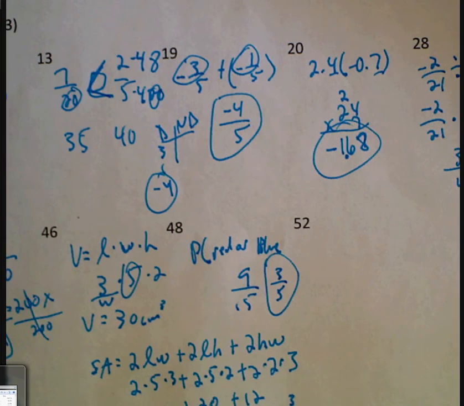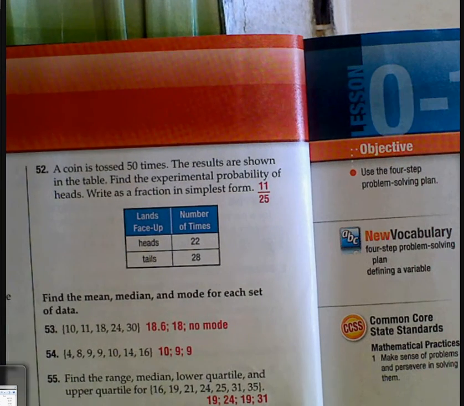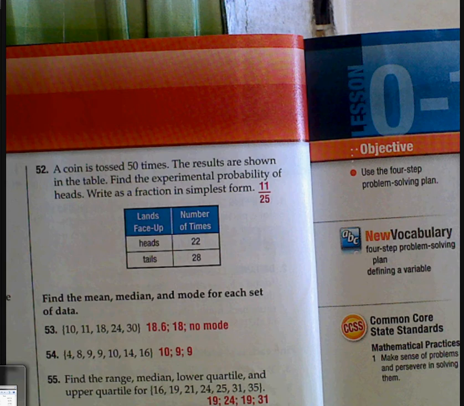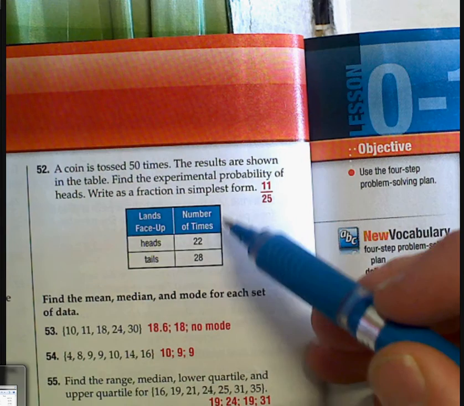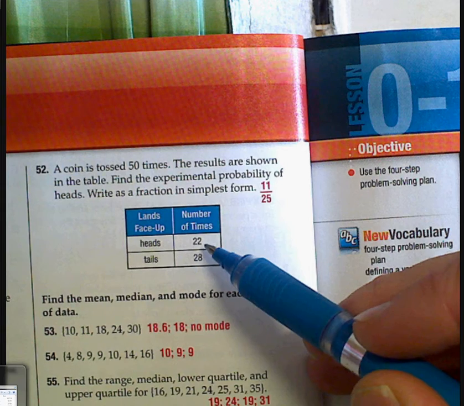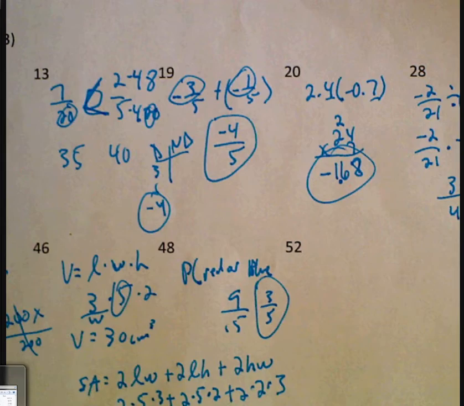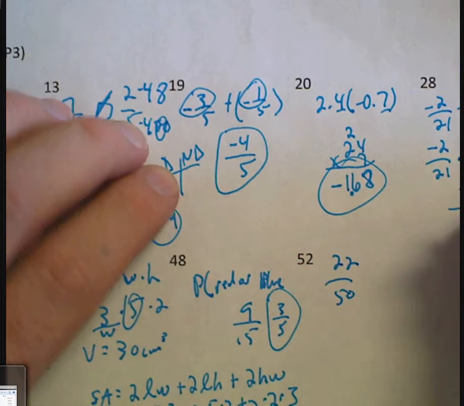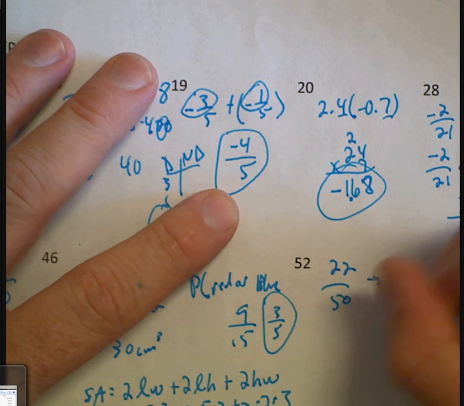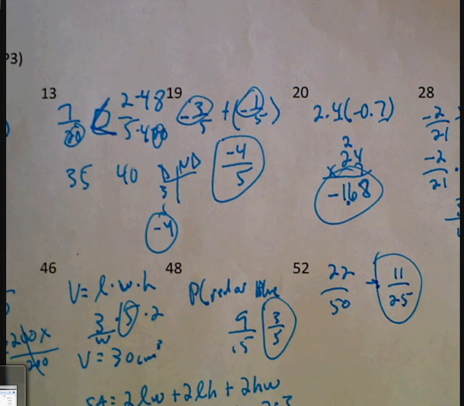Number 52. A coin is tossed 50 times. The results are shown in the table. Find the experimental probability. Write a fraction in simplest form. So find the experimental of head. So head was 22 over 50. Well, I can reduce this by 2. That would give me 11 over 25, which is what they got in the book. And we are done.